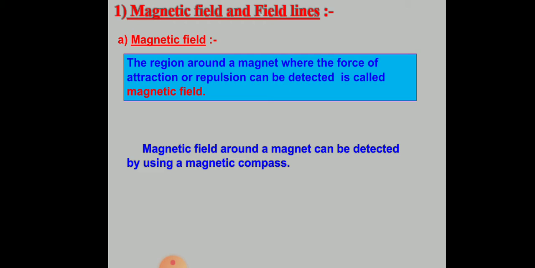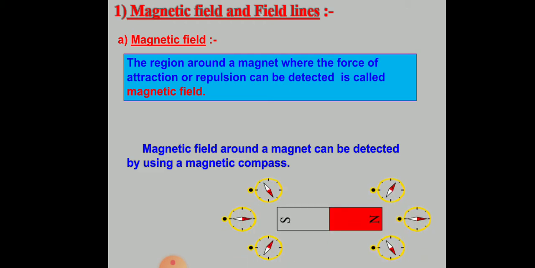You can observe in the picture here, this is a bar magnet, and you can see the magnetic compass which is placed at different directions. Here you can see the red mark, which is the north pole, and the white mark, which is the south pole. When this magnetic compass is brought near the north pole, the north pole of the magnetic compass moves away and the south pole will be near the north pole, because the magnetic compass is itself a magnet. So here you can see the property of attraction, that is north pole towards the south pole.